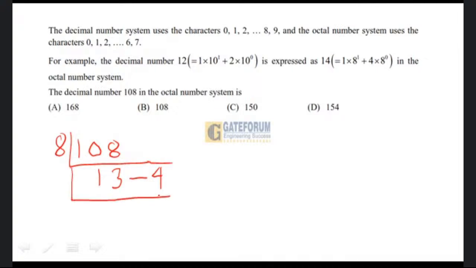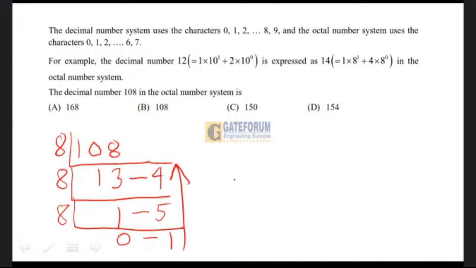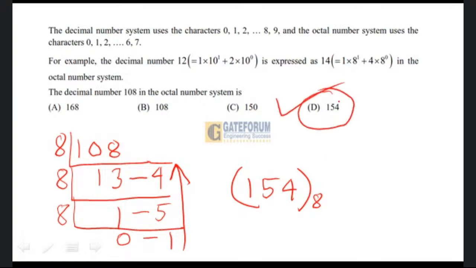Then divide 13 by 8. So 8 ones are 8, the remainder is 5. And then divide 1 by 8. So it's 0, and the remainder is 1. So obviously the reverse of this is our number in the octal system, that is this. So 108 in the decimal is 154 in the octal system. So it's option number D.